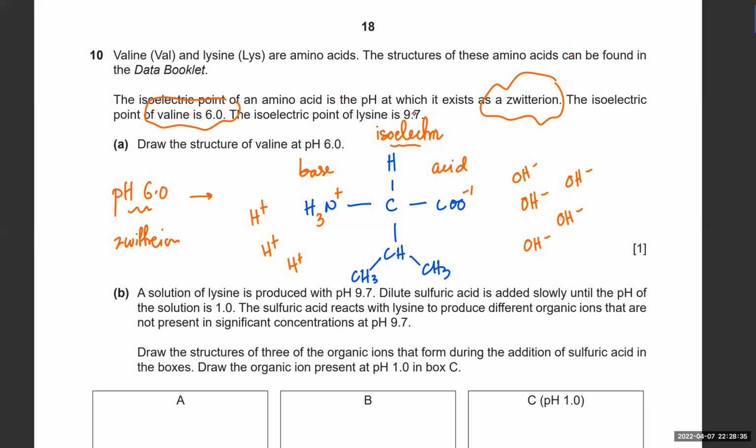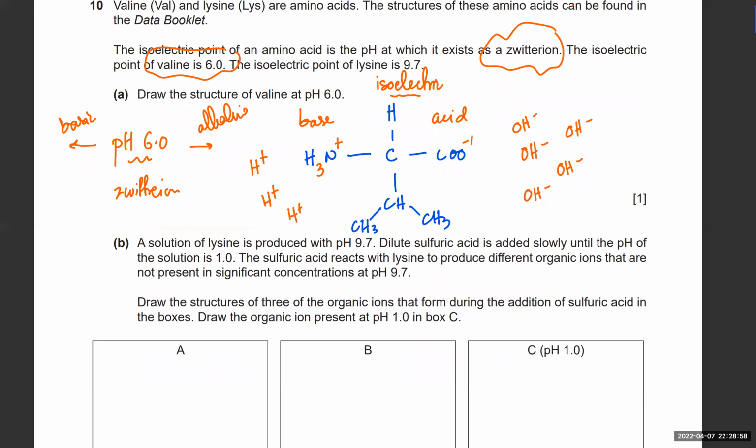If the pH is greater, then you're going to think of this as the solution being too alkaline. And if it's below pH 6, you're going to think of it as the solution being too acidic. So the zwitterion will not exist if the pH is above 6 or if it's below 6. Is that part also clear?